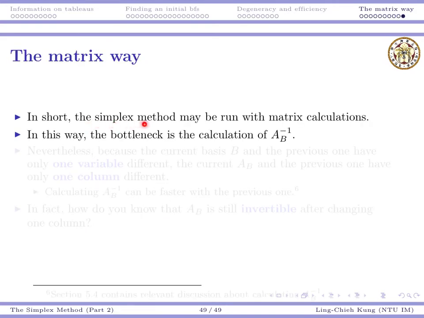In short, the simplex method may be done with matrix calculations. In this way, the bottleneck is the calculation of AB inverse. We all know that if the matrix is very big, then calculating AB inverse can really take a lot of time. If we use a very naive implementation, that means given AB, you calculate AB inverse, and given another AB, you calculate another AB inverse, in every iteration, then using the matrix way may not be faster than using Tableau because calculating AB inverse is really too time consuming.